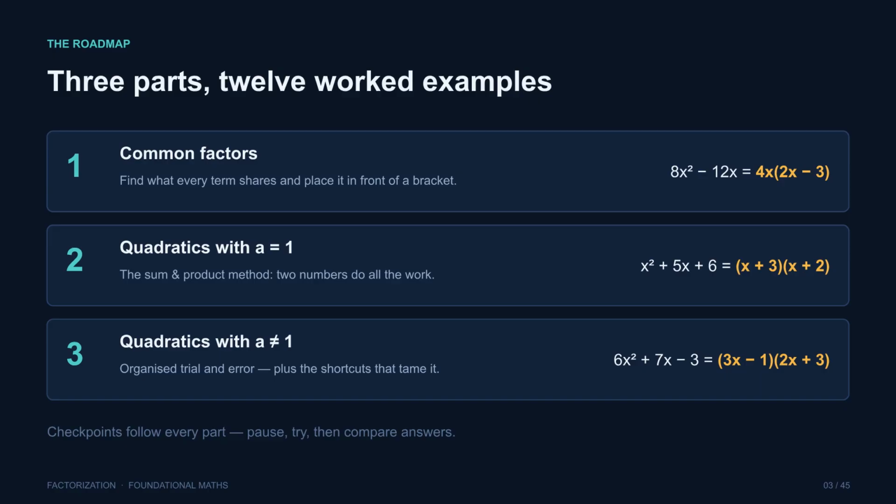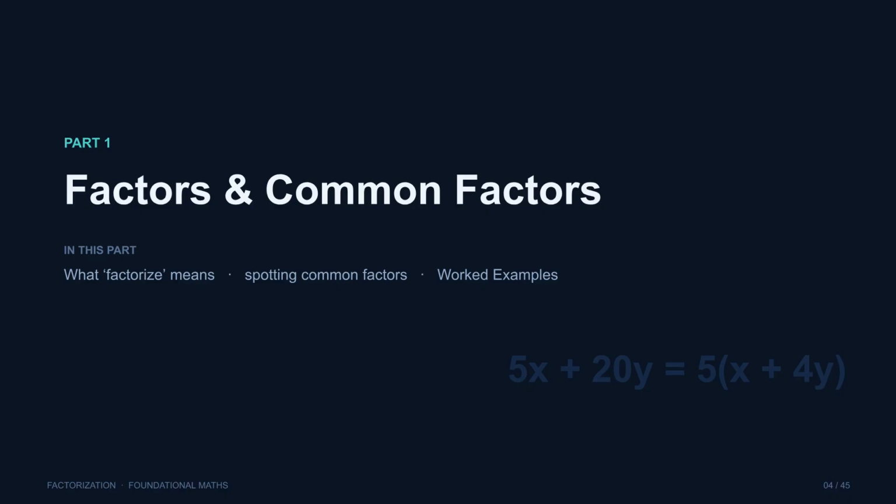Here is our roadmap. Part 1 covers common factors. Part 2 looks at quadratics, where the x-squared coefficient is 1, and Part 3 tackles harder quadratics. Remember to pause and try the practice checkpoints after each part. We begin with Part 1.